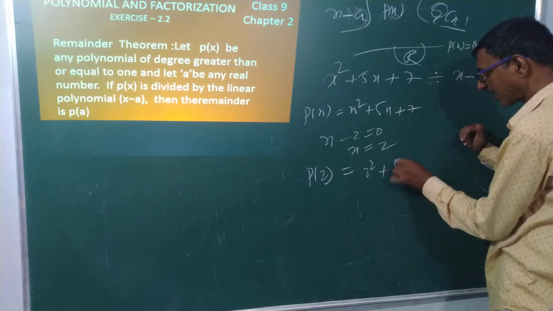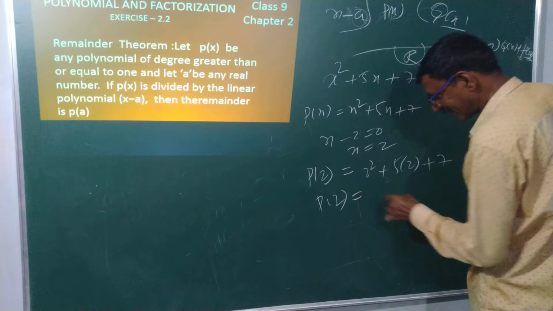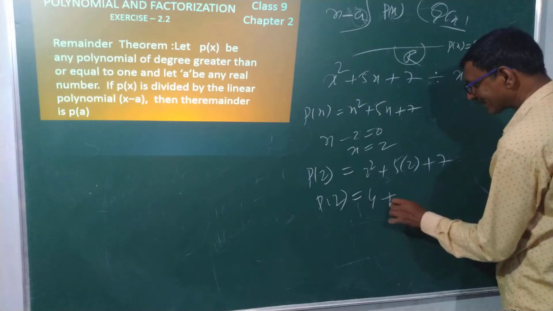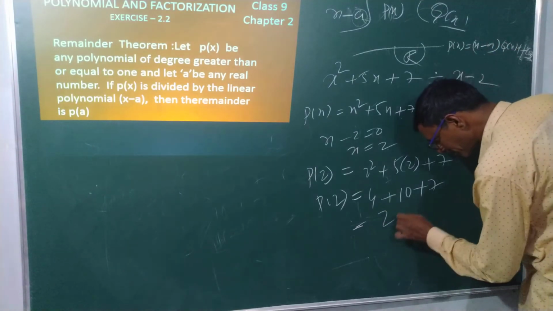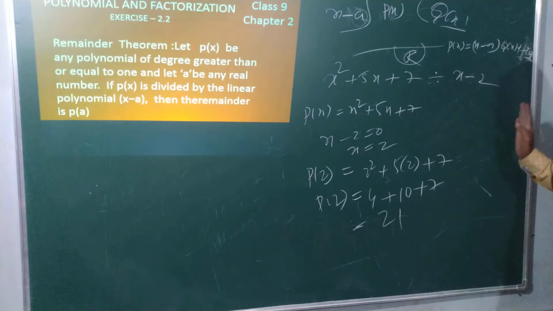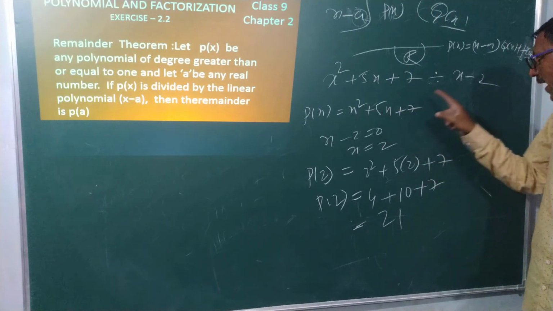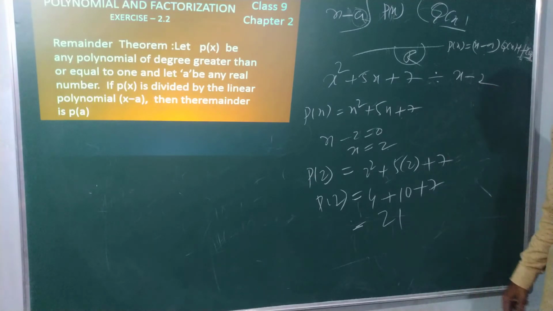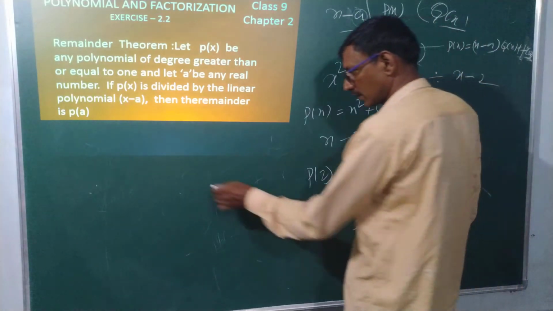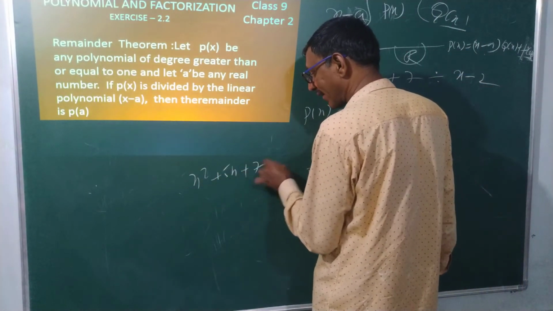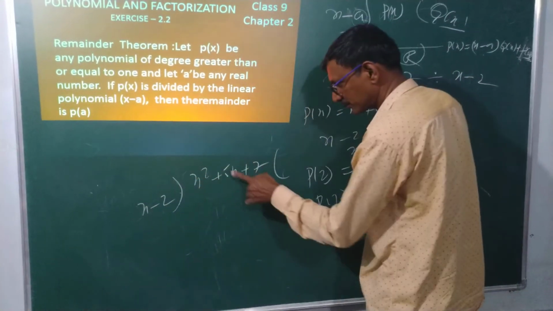So 2 square plus 5 into 2 plus 7. P of 2 is equal to 4 plus 10 plus 7. How much? 17 plus 4, 21. Am I clear or not? Now, when I divide this one by x minus 2, I will get the remainder by doing the actual process. We'll try it. X square plus 5x plus 7 is divided by x minus 2.